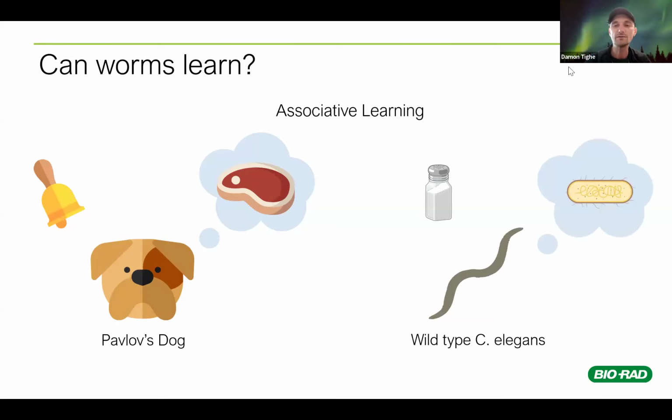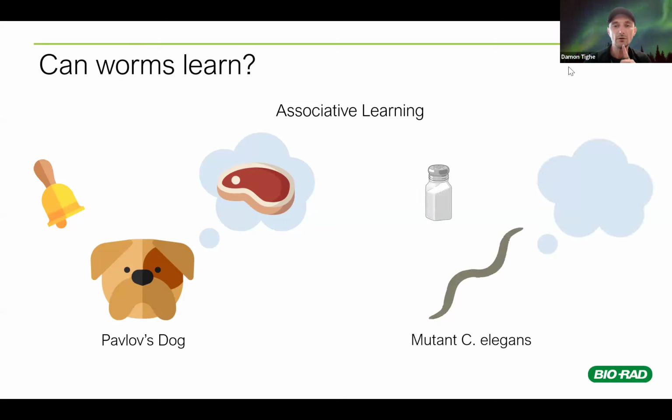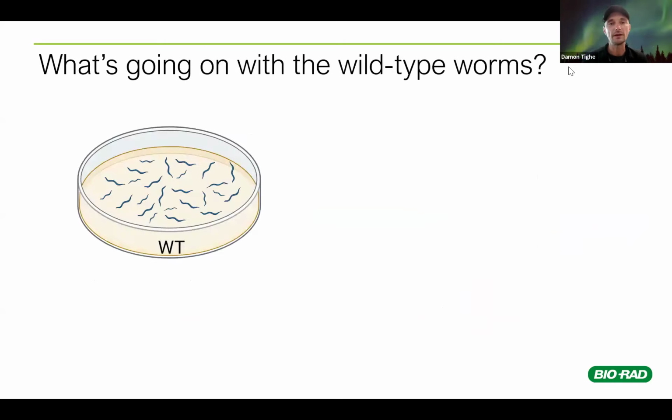coli. And so what we've done is we've trained them by giving them a little bit of salt in the plate and having E. coli there. And so now they can learn to associate the presence of salt with the presence of a tasty bug, E. coli. So what we can do with your plates is basically put salt on one side, wash on the other side, and see, do they still have this associative learning behavior? And that's what's going on in your assay plates.